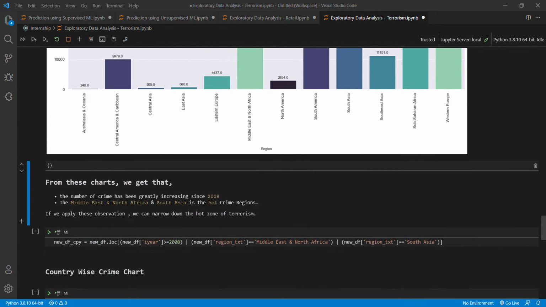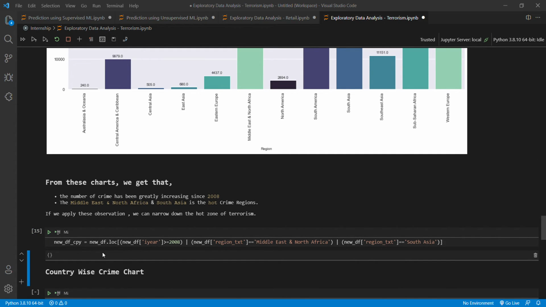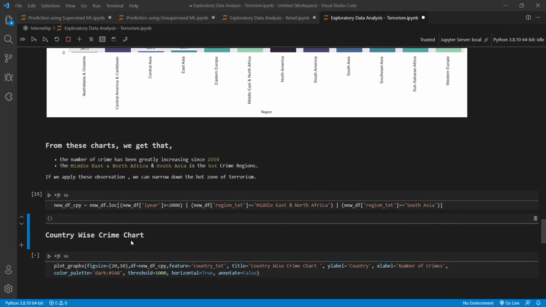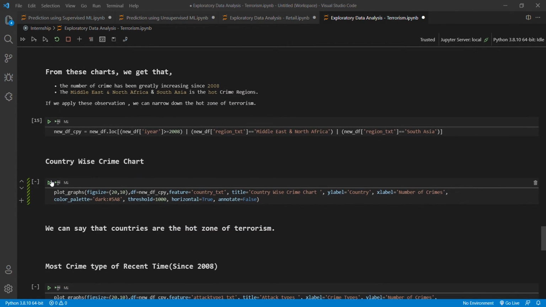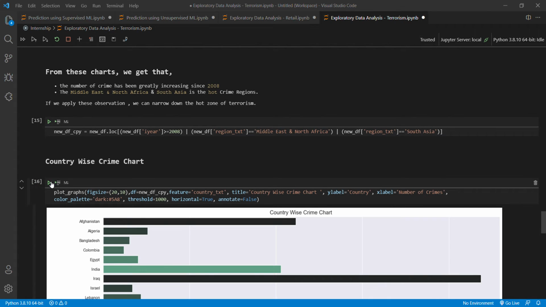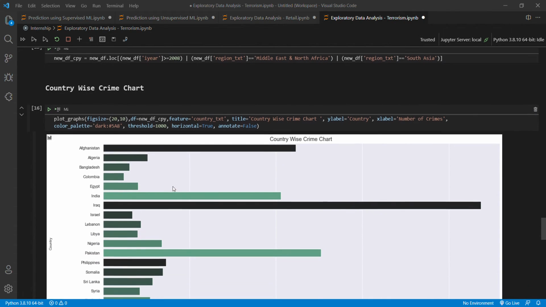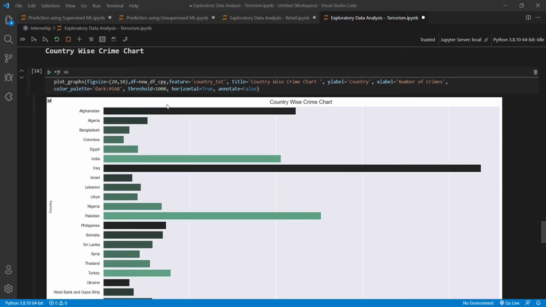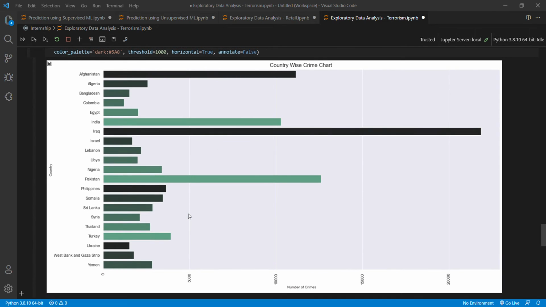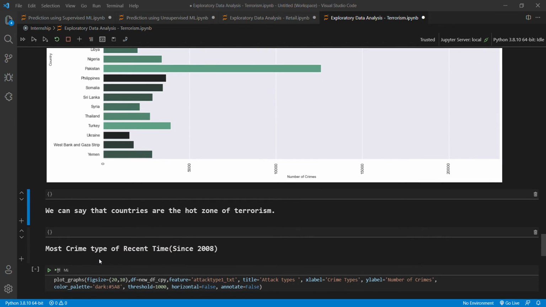If we apply this observation, we can narrow down the horizon of terrorism. Now I'll be applying this observation and getting a new data frame. If we plot that, we'll see that countries such as Afghanistan, India, Iraq, and Pakistan are the most crime-committed countries in this dataset. We can say that these countries are the hot zone of terrorism.